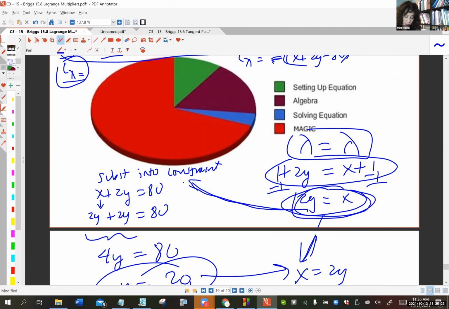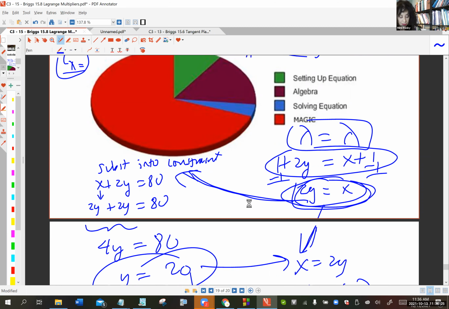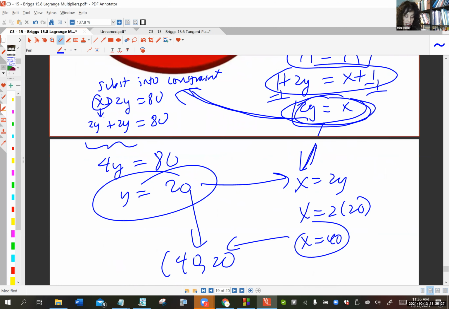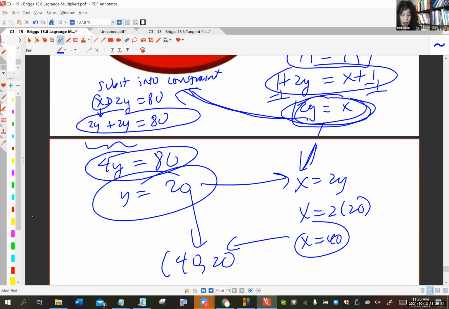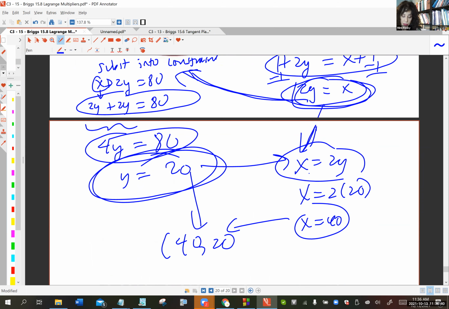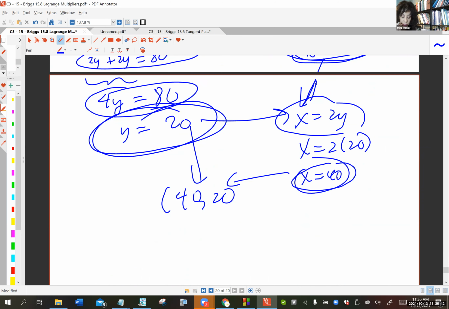Yay! Substitute that into your constraint. When you substitute x = 2y into your constraint, you get 2y + 2y = 80. But that means 4y = 80, so y = 20. And then how do you get x? Well, x is supposed to be twice y, so x has to be 2 times 20. So, folks, there's your critical point.